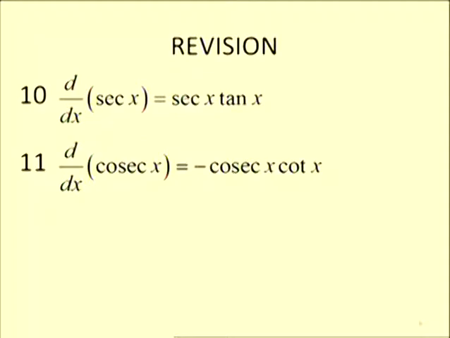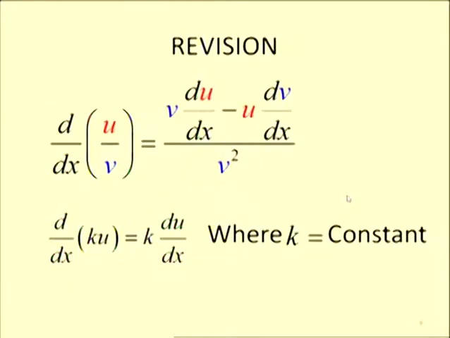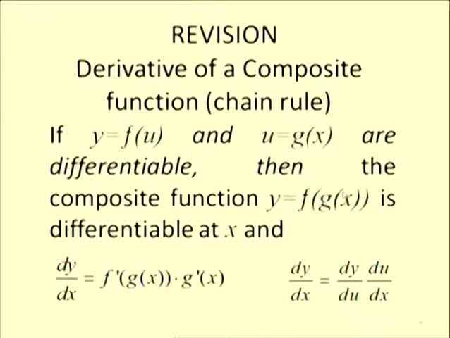Also, we have seen the working rules. These are the rules to get the derivative of addition, subtraction, multiplication and division of functions. We have also seen the chain rule, that is the derivative of a composite function of two or more functions. If y is a function of u, and u is a function of x, then by the chain rule, dy by dx is equal to dy by du into du by dx.